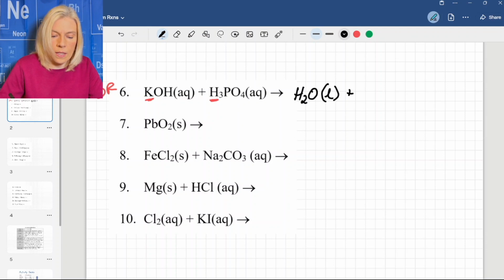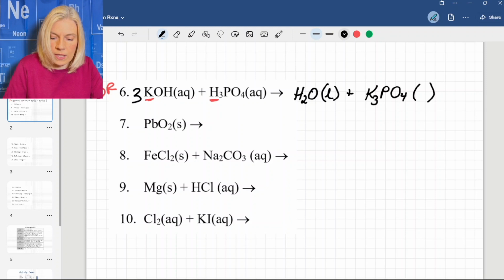Plus, I will have potassium phosphate. And I need to balance this. I need 3 potassiums, so I balance this with a 3. And this will be my aqueous. So we have our double replacement reaction.